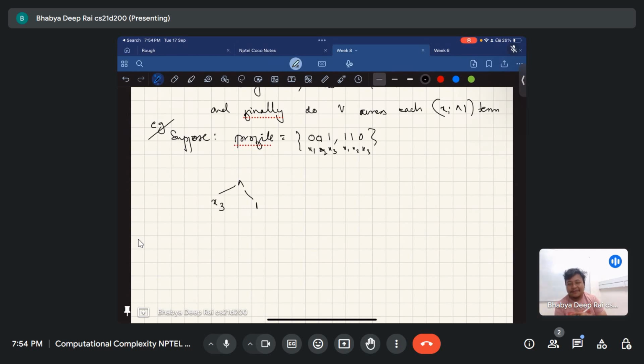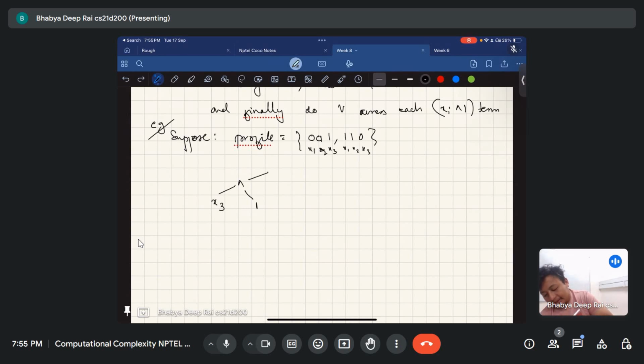This is for the first element in the profile. For zeros, I won't do anything. I won't care, because even if x1 and x2 are 0, or could be 1s, I don't care. They could stay the same and it will not affect my function as long as x3 is 1.